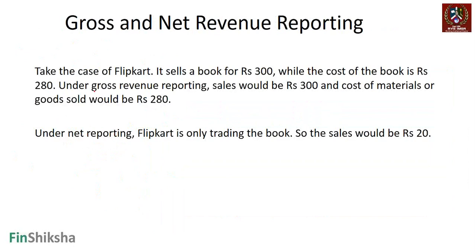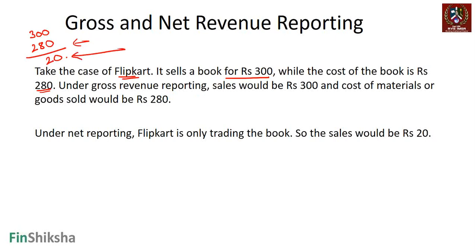Next concept that comes is something called gross and net revenue reporting. Now consider the case of Flipkart. Flipkart is sort of a trading company. It's a retail company. Let's say it sells a book for 300 while the cost of the book is 280. So what should be the revenue for them, right? Technically Flipkart is just trading. They never really produced anything, right? So I buy a book from someone at 280 and give it to you for 300.